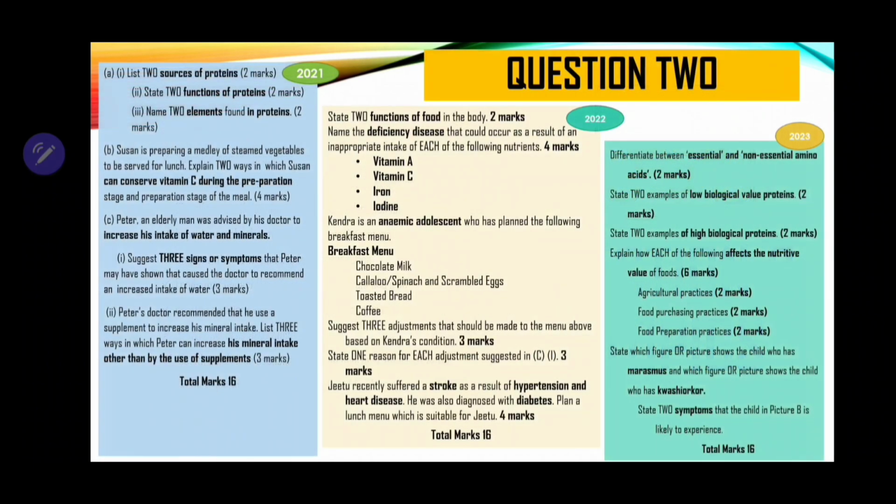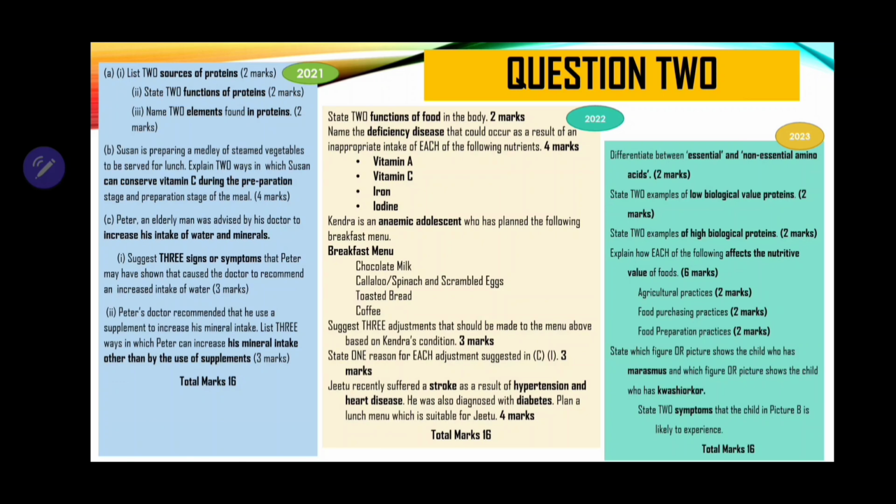All right, let's go. So as you can see, in 2021, part 2A, it says, list 2 sources of protein, 2 marks. State 2 functions of protein. Name 2 elements found in proteins, and that also requires 2 marks as well. Next, that question about protein is 6 marks, right?